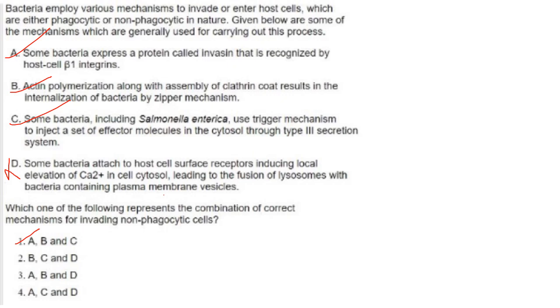Then D, if you see some bacteria attached to the host cell surface receptors inducing local elevation of Ca2+ in the cell cytosol leading to fusion of lysosomes with bacteria containing plasma membrane vesicles. Now if bacteria fuses with lysosome, then it will naturally result in death of the bacteria and it will not be able to invade into the host cell. So D is not correct. So A, B, C is the answer.